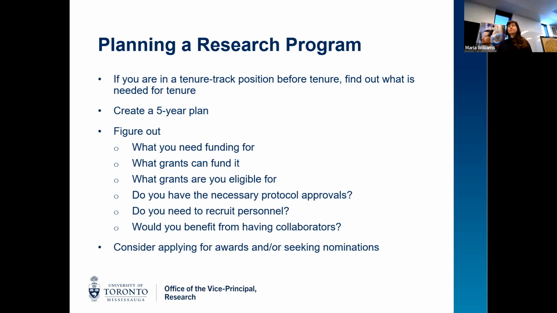And finally, not directly applicable to a research program plan, but applicable to your career in general, is considering applying for awards or seeking award nominations. Again, it doesn't directly contribute to your research, but it contributes to the visibility of your work and your visibility as a scholar. If you win an award, it may help you find more graduate students. It might help you secure collaborations. So it's something to consider as you're building your research program, and don't let it totally fall to the wayside.